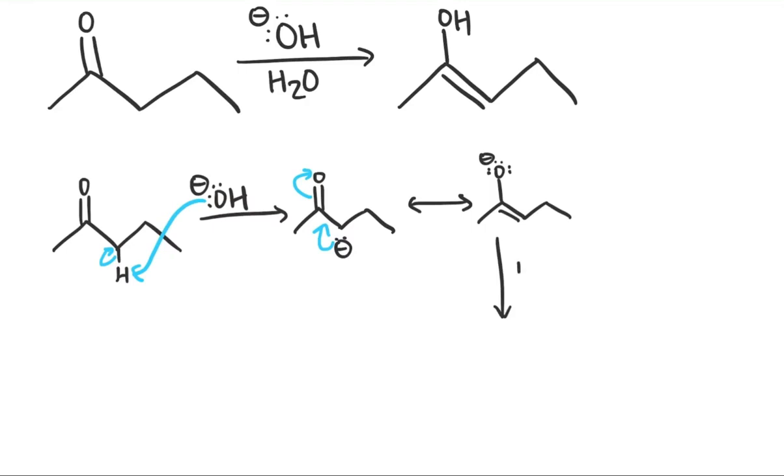Lastly, H2O is going to come in, except I'm going to write it out as H and OH again, just for clarity, like usual. Now that oxygen with the negative charge is going to come in, grab that hydrogen, and those electrons from the oxygen-hydrogen bond go onto oxygen, and that leaves us with our alcohol group and our carbon-carbon double bond like we wanted to. Alright, awesome. So that is it for our base catalyzed mechanism.